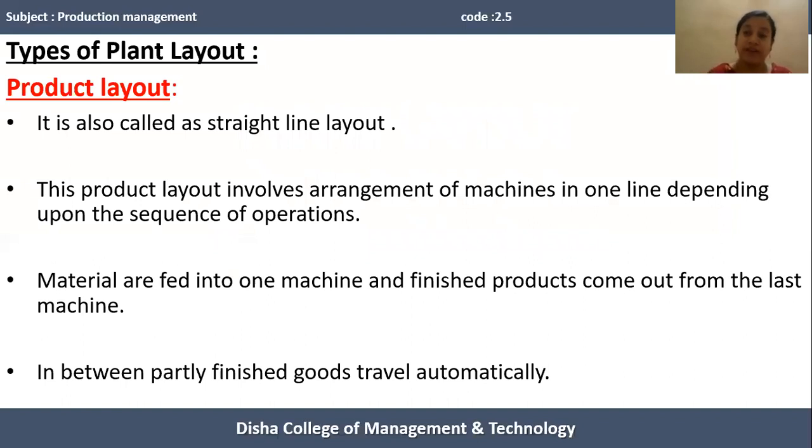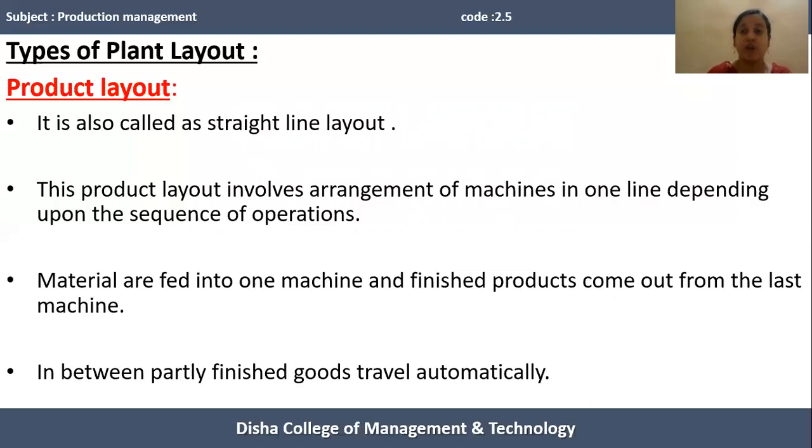Product layout involves arrangement of different machines in one line. In case of process layout, what happens? Similar type of machines are installed in a particular department, and the product is to move from one department to another department for manufacturing. But in case of product layout, there is no concept of departmentation, there is no concept of installation of same machine in a particular department.